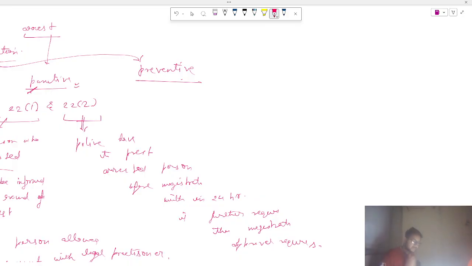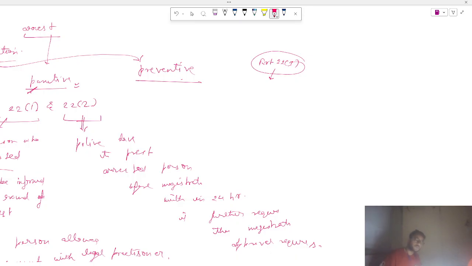Article 22 clause 3 says something about this. We have discussed Article 22 clause 1 and clause 2. Now let's discuss Article 22 clause 3. What does it say? Nothing in clauses 1 and 2 shall apply to any person who is for the time being an enemy alien, or to any person who is arrested or detained under any law providing for preventive detention.